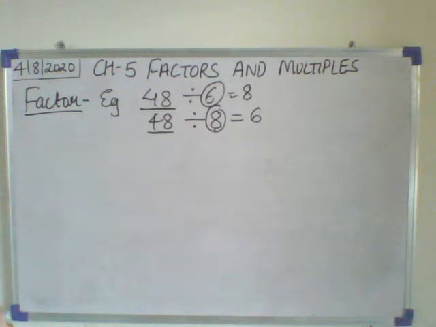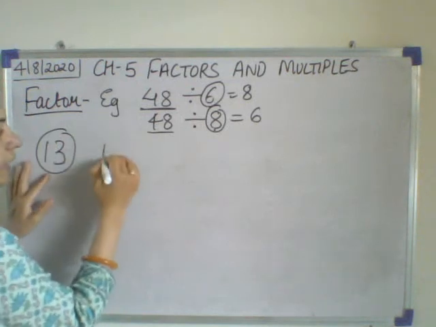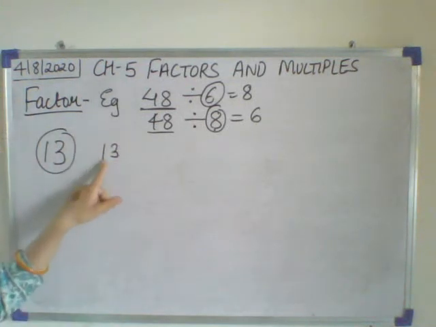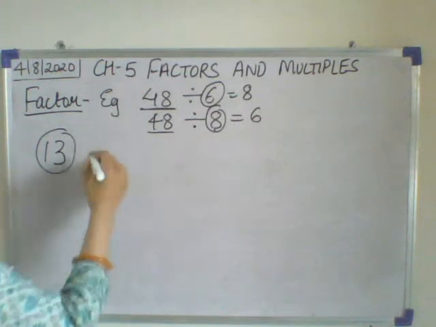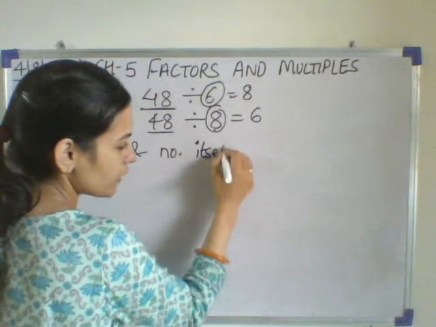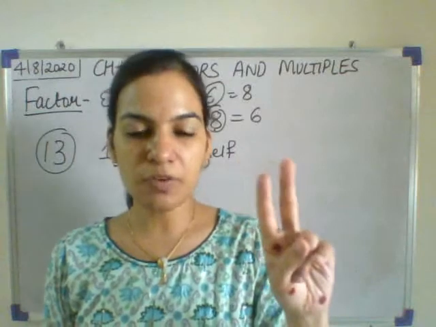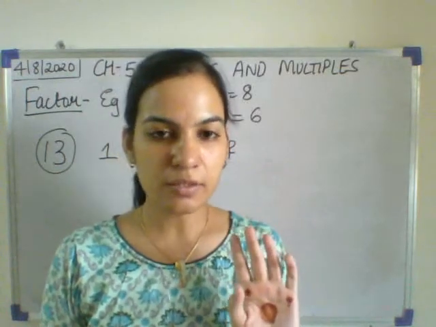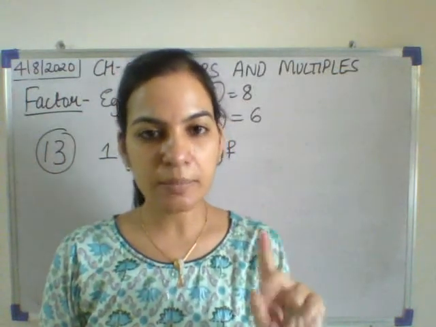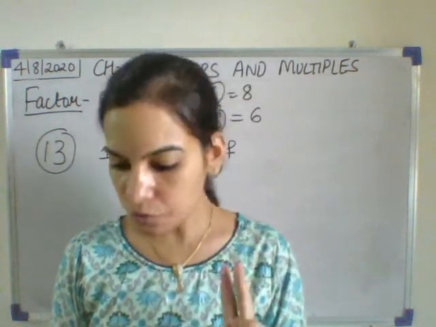So every number has at least two factors, 1 and the number itself. Let us take an example, 13. What are the factors of 13? 13 can be divided by 1 and by the number itself. So every number has two factors. Like 7, it has two factors. It can be divided by 1 and by the number itself, that is 1 and 7.